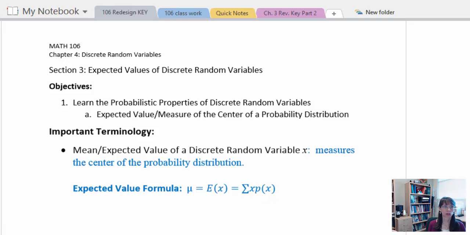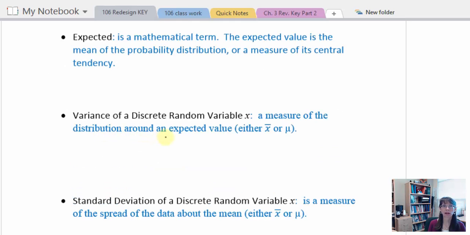Expected is a mathematical term which is the mean of the probability distribution, or measure of its central tendency. The variance of a discrete random variable x is the measure of the distribution around an expected value. We'll be using mu because we'll talk about populations.